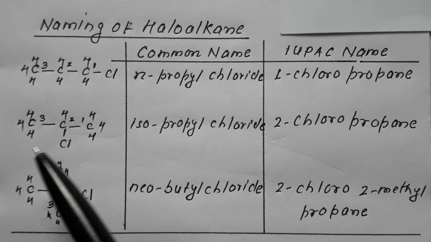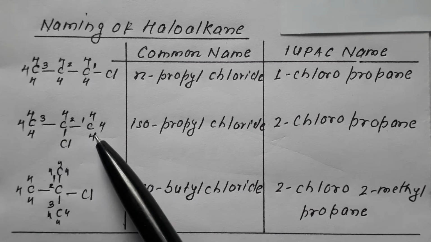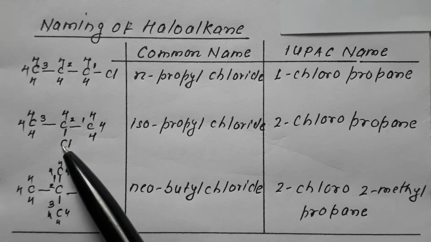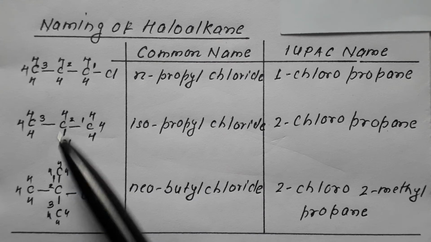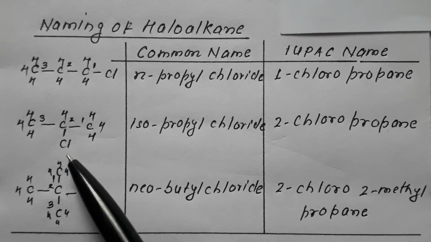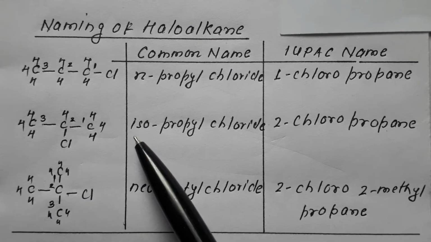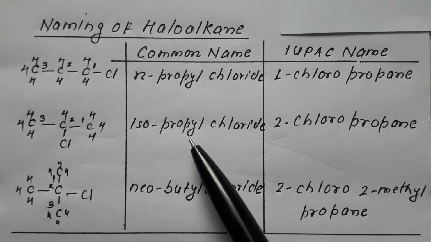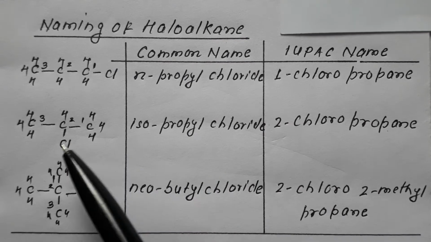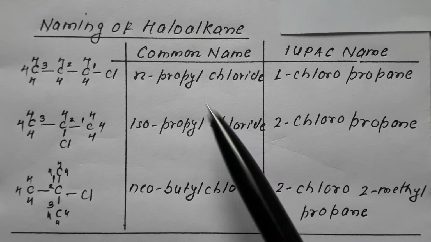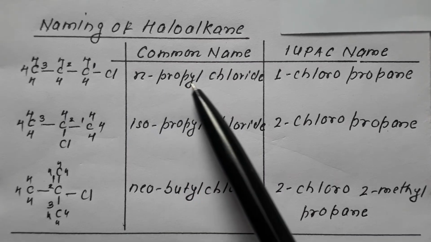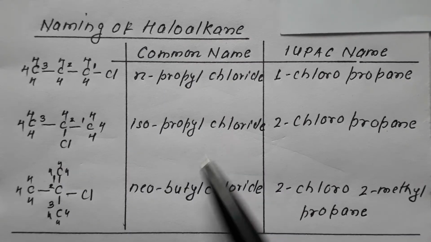Now in this case again it is a propyl molecule with chloro attached in the middle. It is present as a branch. So one branch is there. When it is present in the middle, it is called isopropyl, one branch. So this is isopropyl chloride. No branch, N-propyl, one branch, isopropyl.